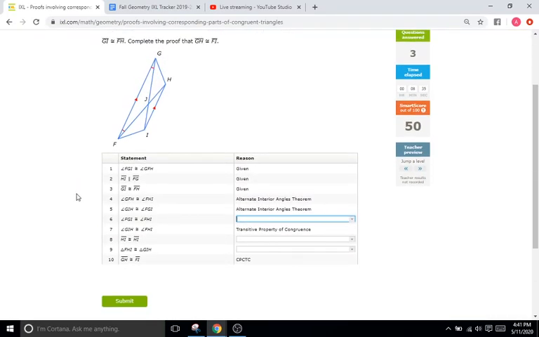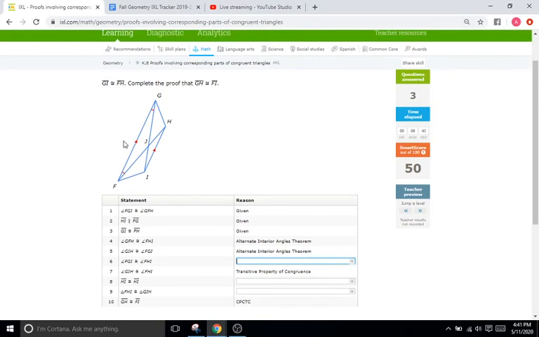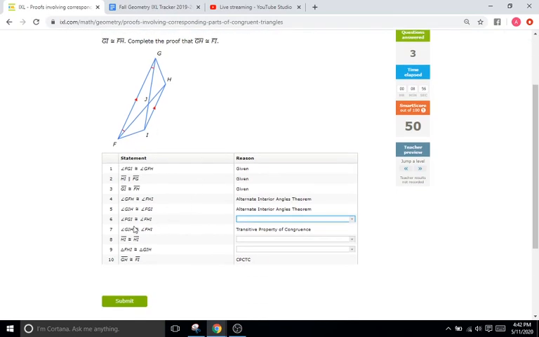Okay. Now we have three statements we have to prove to get the score of 50. Interesting. So it gives us this diagram here, and it says GI is congruent with FH. Okay, so same length there. So we have a side. Good. And complete the proof. Okay, so we'll go down to the statement here.